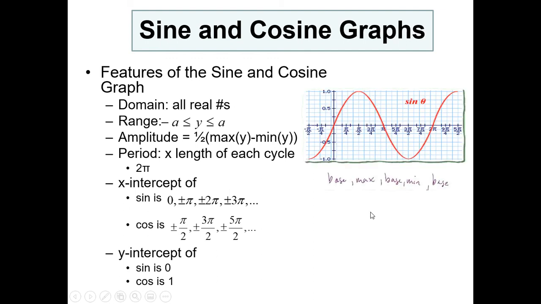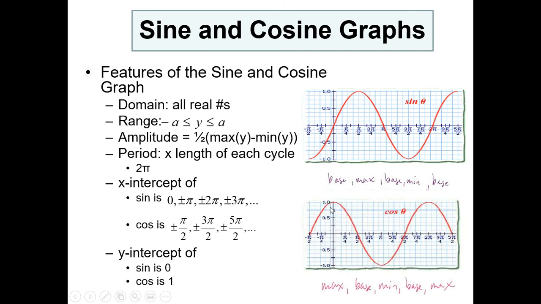Remember, we had the wave function like this, and the sine function starts at the base, goes up to a max, comes back to the base, goes down to the min, comes back to the base. That is one period. For a sine function and cosine function, that's going to be 2 pi. And here we've got the x-intercepts. The y-intercept for sine is at the base, that's 0.